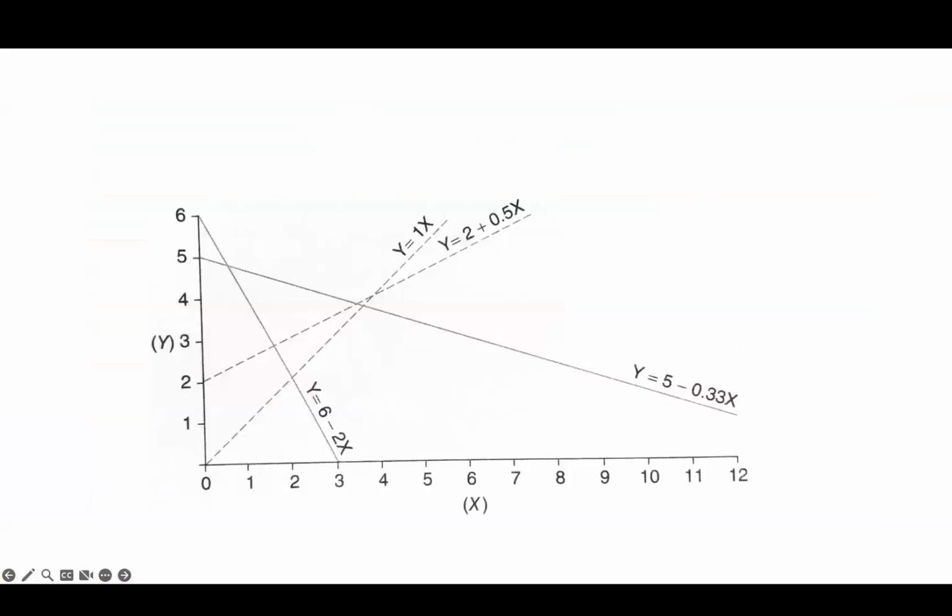So for each of these four lines in this figure, as x goes up by 1 unit, what does y do? For the equation y equals 6 minus 2x, b is equal to negative 2, which indicates for each unit increase in x, y decreases by 2 units. There's a negative relationship between x and predicted y. For the equation y equals 2 plus 0.5x, b is equal to positive 0.5, which indicates for each unit increase in x, y increases by 0.5 unit.